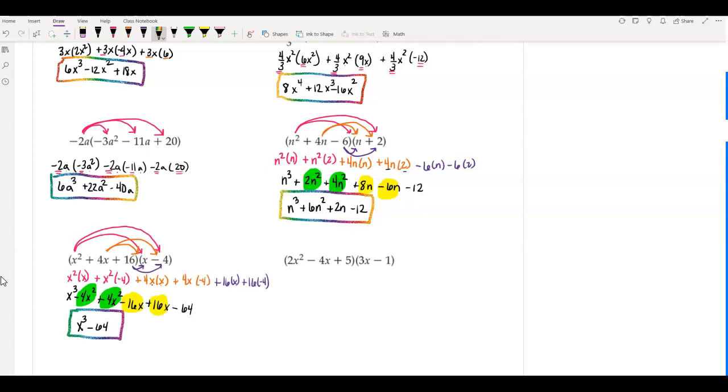All right, last example of the day. Make sure we're distributing. 2x squared times 3x, 2x squared times -1, negative 4x times 3x, negative 4x times -1, positive 5 times 3x, and positive 5 times -1.